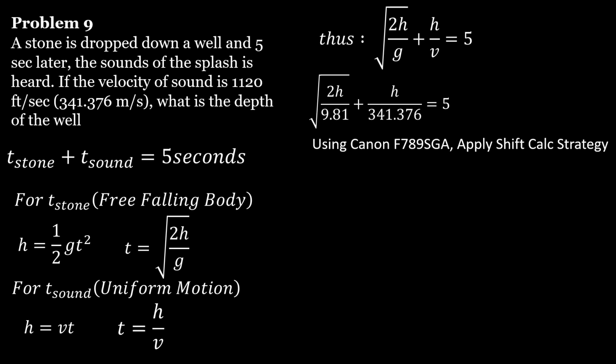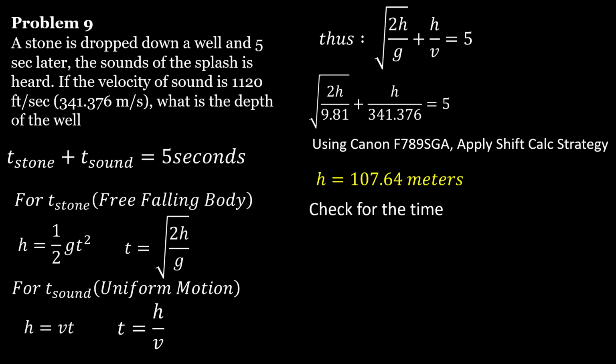Finally, we can now perform our calculation using the Canon fx-991 SGA by applying the shift calc strategy. Finally, the answer to the unknown value of the depth of the well is equal to 107.64 meters. But still, we have to check this value by checking for the time.